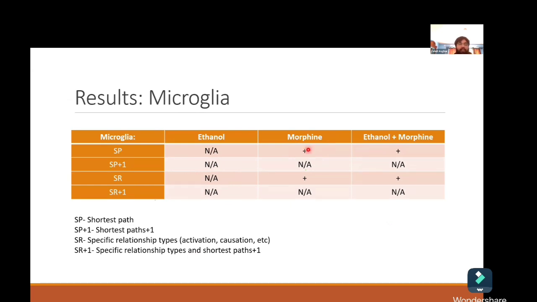The shortest paths for all of the relationships and also specific relationship types after selecting for those, we found that there was predicted activation. However, when we added shortest paths plus one, there was no activity seen, and the same could be said for ethanol plus morphine. It was the same results that we saw.